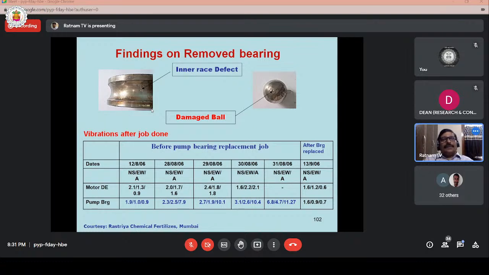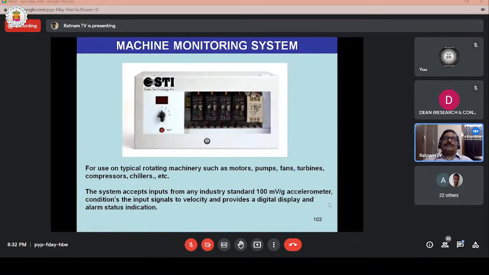After replacing the pump bearing, the vibration levels were again taken. So these are the pump bearing vibration levels, the increasing trend. After replacement, the levels have come down to 1.6, 0.9, and 7, the normal values.